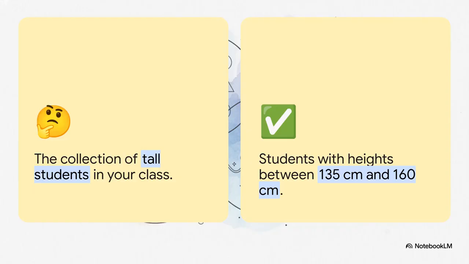So check this out. If I say the collection of tall students in a class, that's not great. It's not well-defined. Why? Because what I think is tall might be totally different from what you think is tall. It's vague. But if I say the collection of students with heights between 135 and 160 centimeters, boom, that's crystal clear. For any given student, you can say with 100% certainty, yes, you're in or no, you're out. There's zero confusion. And that precision, that's exactly why things like computer databases are built on this very idea.